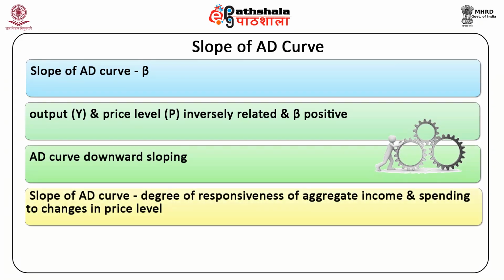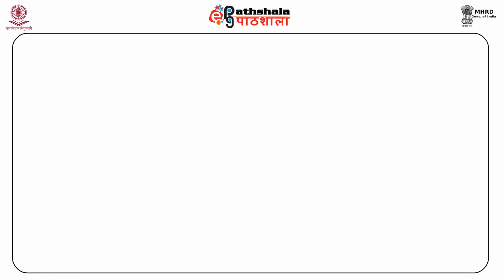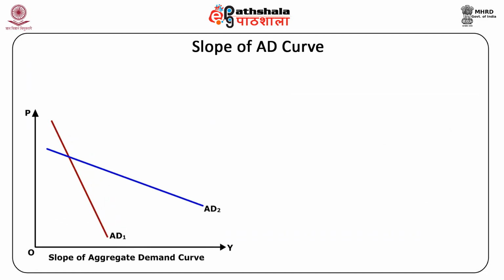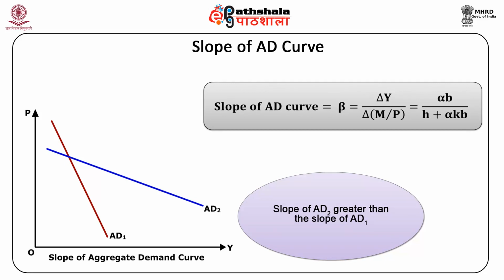The slope of the aggregate demand curve reflects the degree of responsiveness of aggregate income and spending to the changes in the price level in the economy. Larger the slope, flatter will be the aggregate demand curve, or smaller the slope, steeper will be the aggregate demand curve. The figure shows two aggregate demand curves where the slope of AD2 is greater than the slope of AD1. The slope of the AD curve is given as follows. Slope of AD curve equals beta equals change in Y divided by change in M by P, which is equal to alpha into B divided by H plus alpha K into B dash.